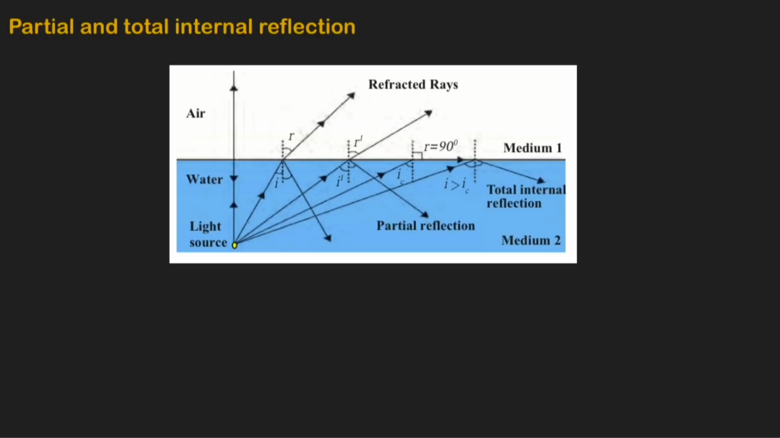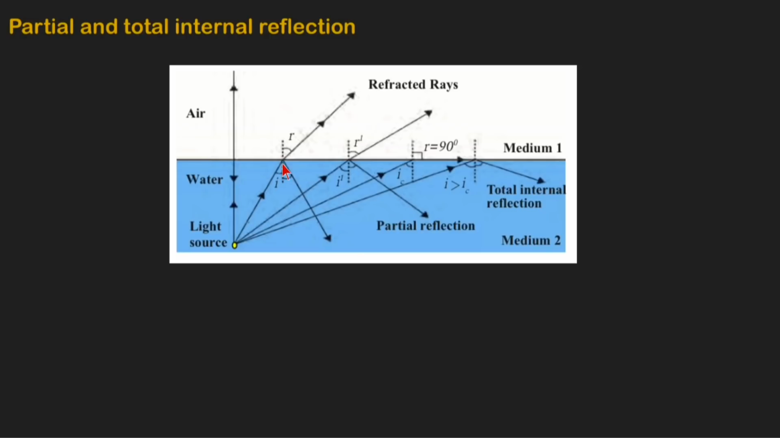The next point is partial and total internal reflection. Here we can observe by the arrow that light is passing from a denser medium to a rarer medium. Why am I calling it denser? Because water is denser than air.